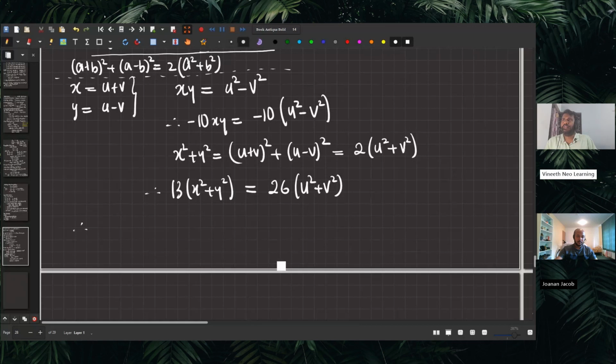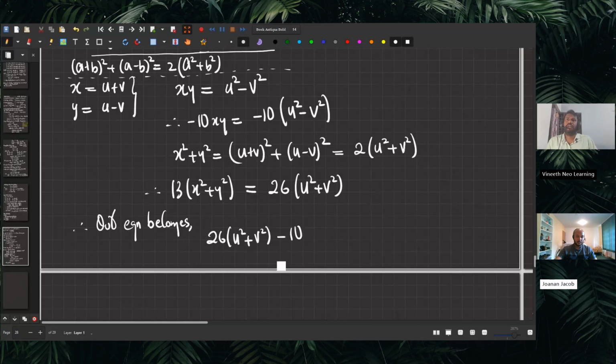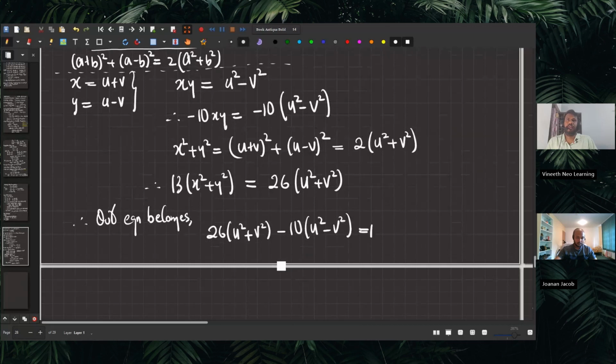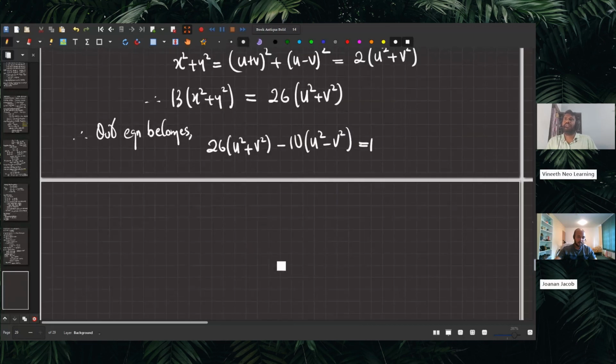So therefore our equation becomes 26 times u squared plus v squared, minus 10 times u squared minus v squared, equals 1. So 26 u squared plus 26 v squared, minus 10 u squared plus 10 v squared.